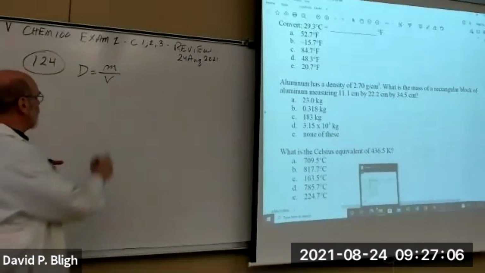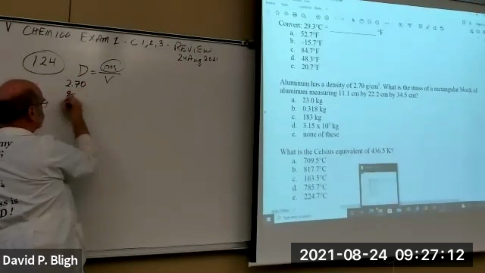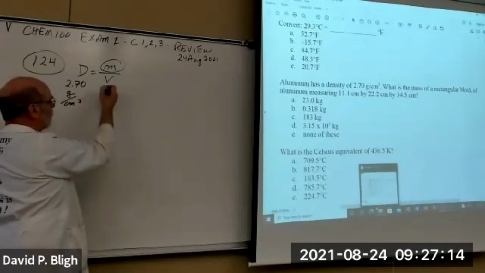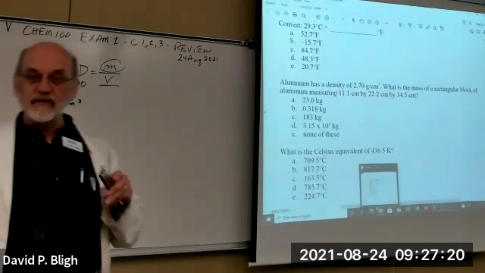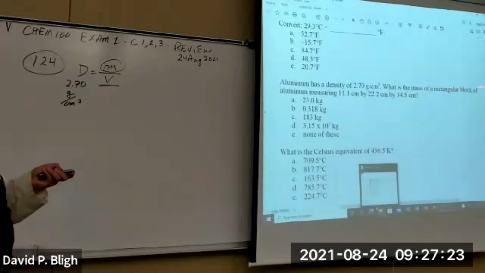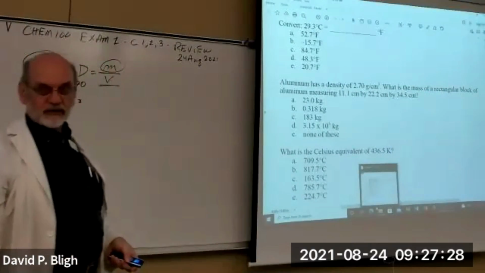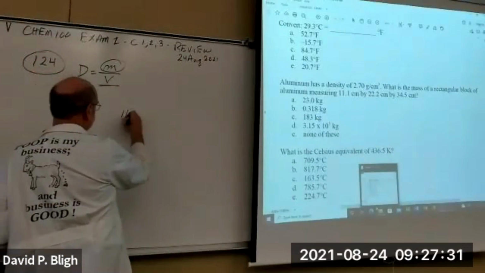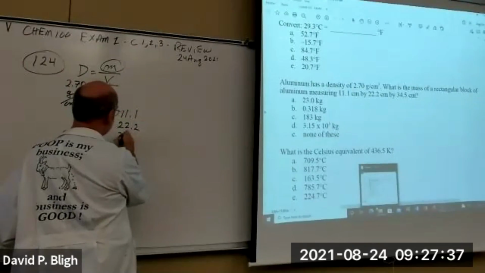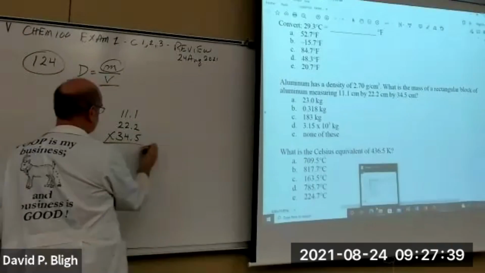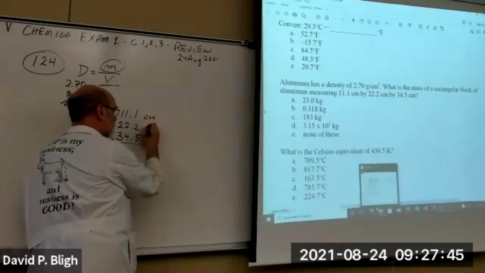Right? If we want to know the mass, we've got the density, 2.70 grams per cubic centimeter, but we need to know the volume. But all we have is the dimensions of the block. If it's a regular block, like it says here, then all you need is height, width, and depth. Multiply those three together. So 11.1 times 22.2 times 34.5. And that'll give you cubic centimeters, right? Because each one is centimeters.